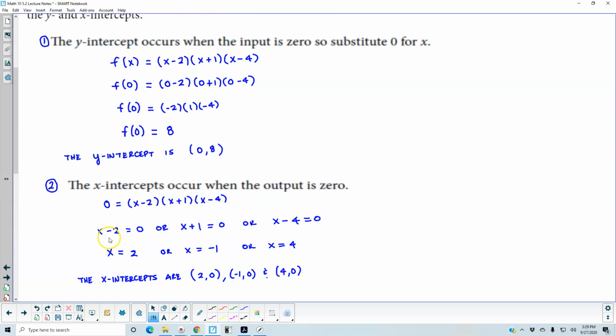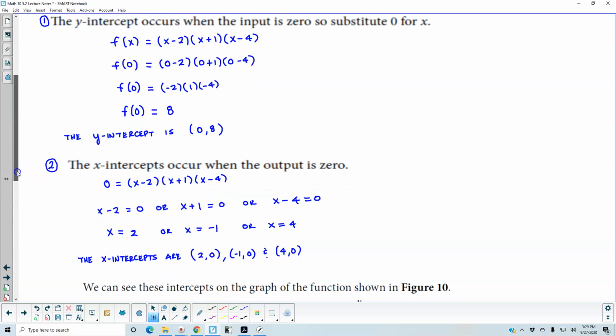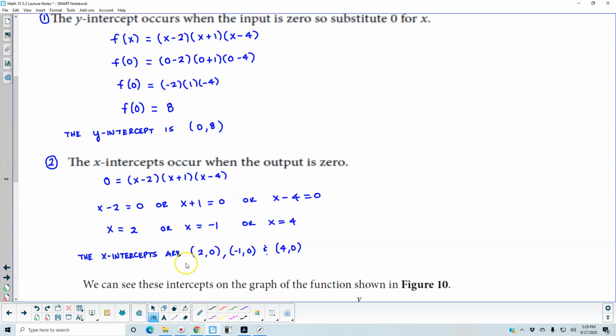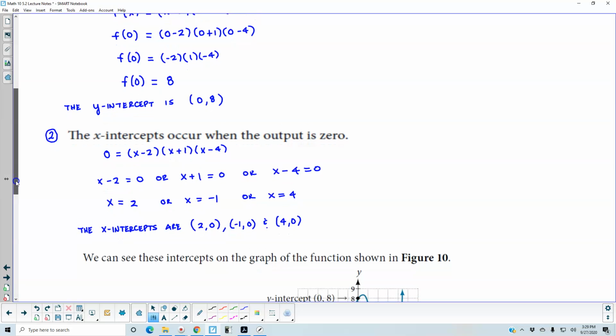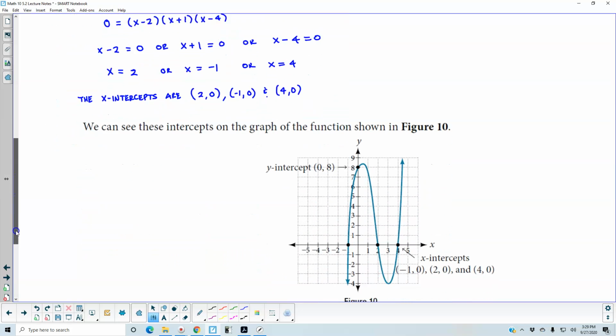Solving for x for the first one, adding 2 to both sides, x is equal to 2. The second one, subtracting 1 from both sides, x is equal to negative 1. And the third one, adding 4 to both sides, gives us x is equal to 4. Now if we want to write them as ordered pairs, the x-intercepts are (2, 0), (negative 1, 0), and (4, 0). Now we can see these intercepts on the graph of the function shown below.